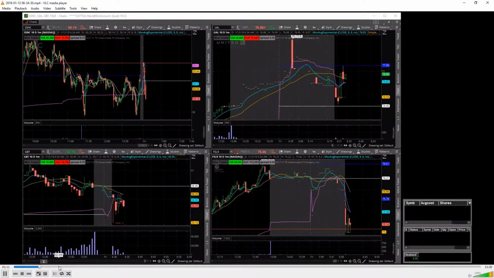You can see, I'm not sure why it's going that fast. Let's bring it back to normal speed here. So what I was looking at was two stocks. The first one was FSLR.